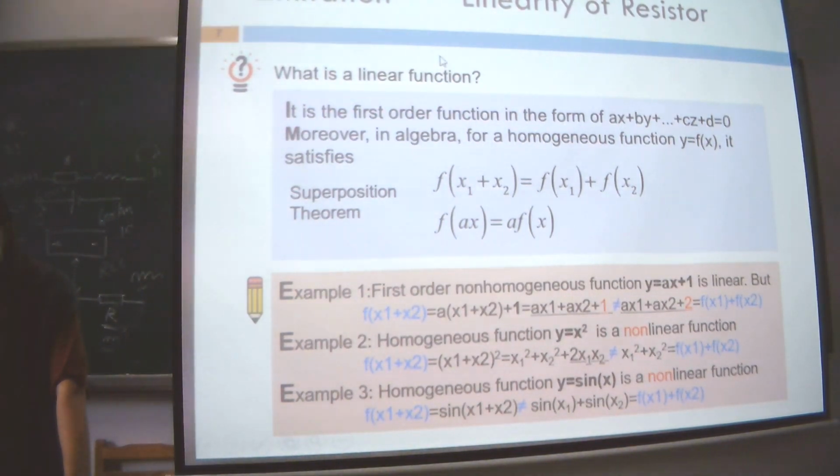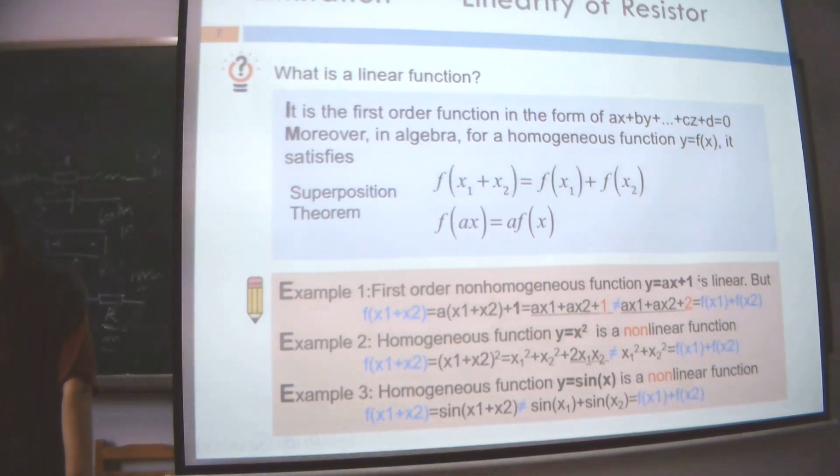Did you learn mathematics? You know linear and non-linear functions? In mathematics, we say if a function satisfies the superposition theorem, it is linear. That means if we have f, which is a function of x1 and x2, f of (x1 plus x2) equals f of x1 plus f of x2, and f of ax equals a times f of x. If those two equations are satisfied, we say it is a linear function.